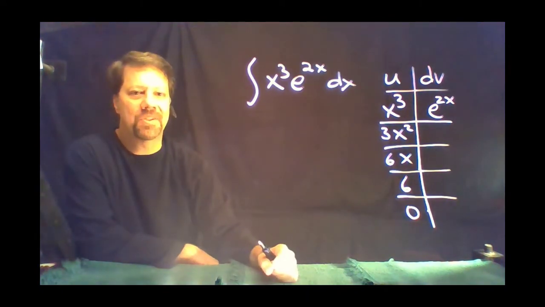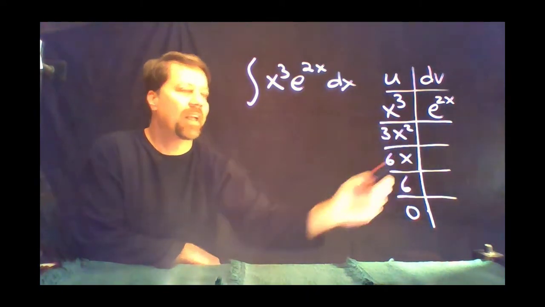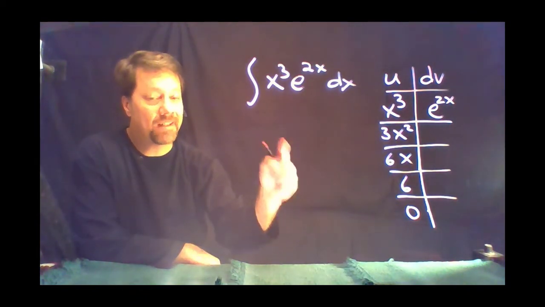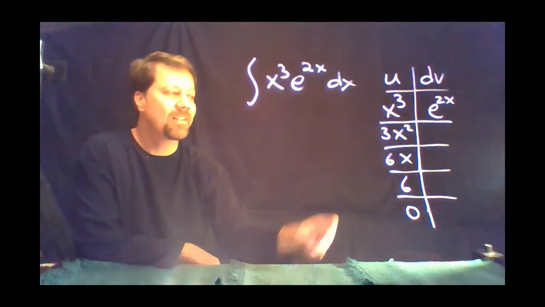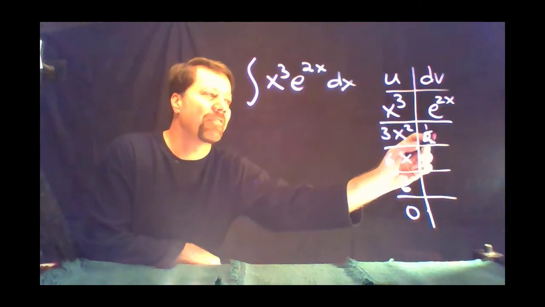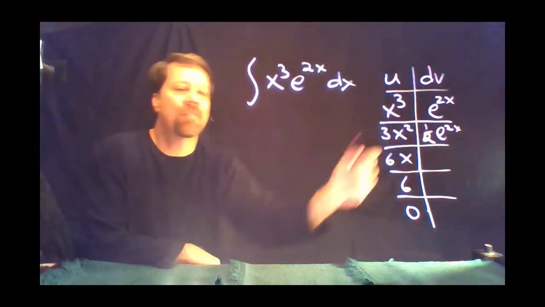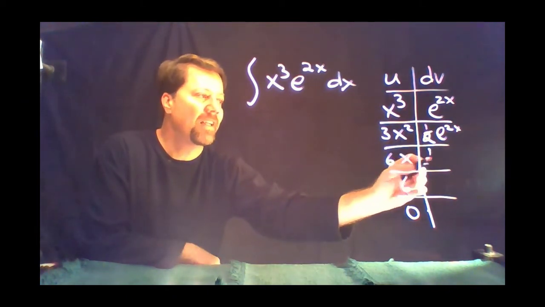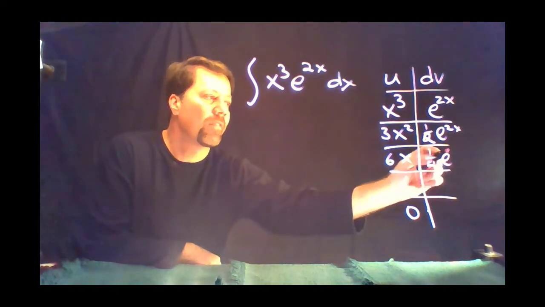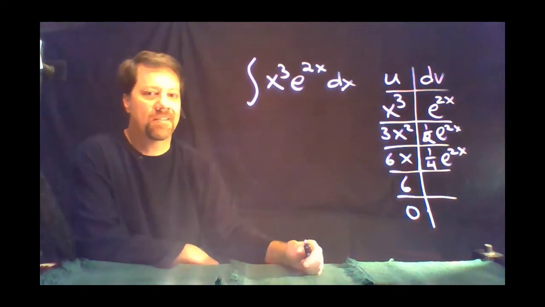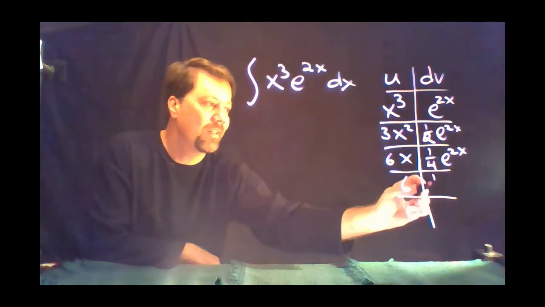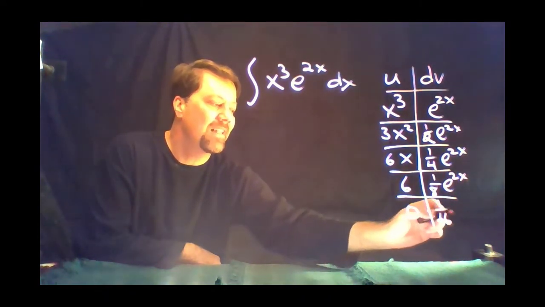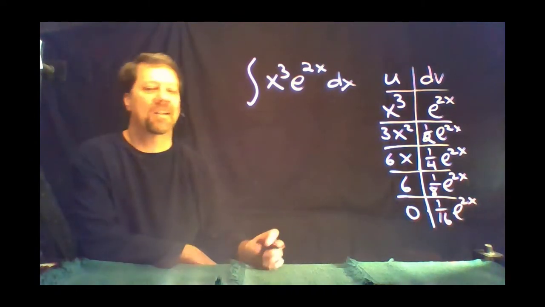That's where you stop. When you integrate e to the 2x, remember, first of all, you're integrating, not differentiating. You get 1/2 e to the 2x. You divide by that coefficient of x, 2. When you integrate again, you'll get another half, so you get 1/4 e to the 2x. And on the next lines, you get 1/8 e to the 2x and 1/16 e to the 2x.